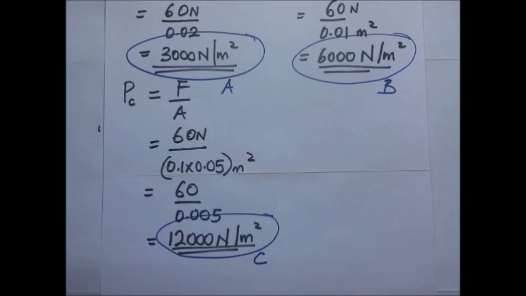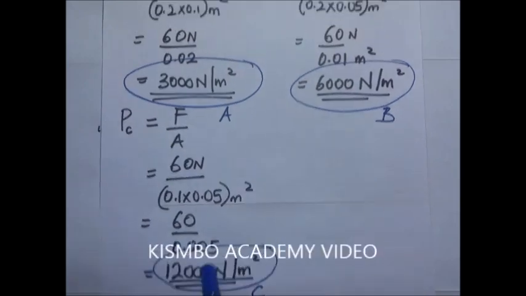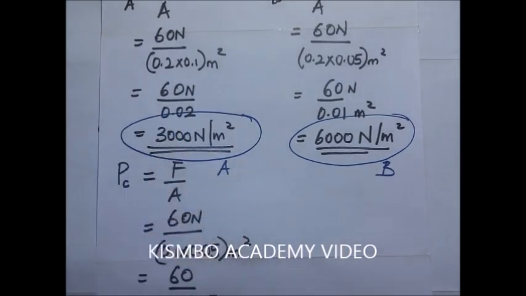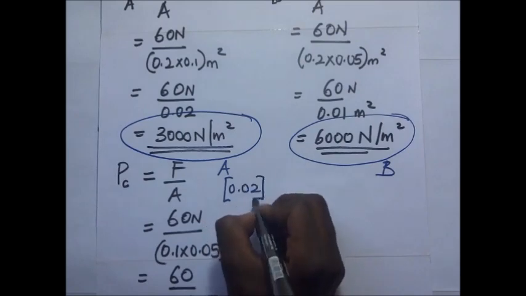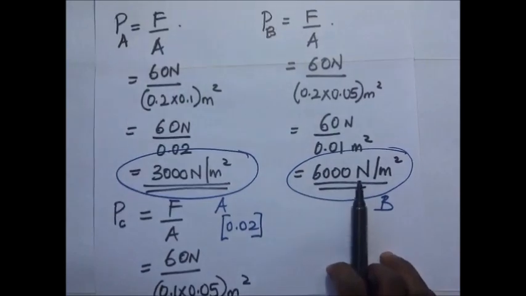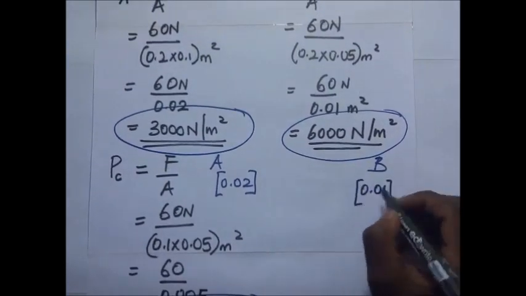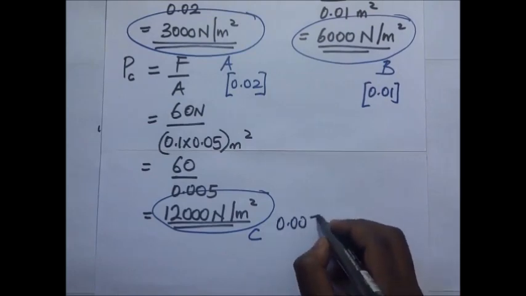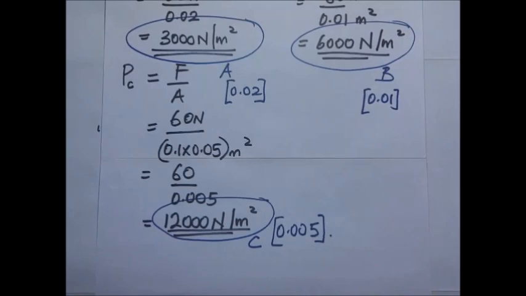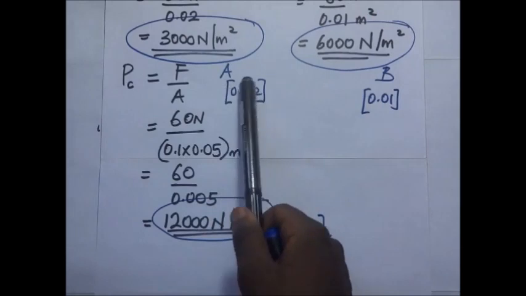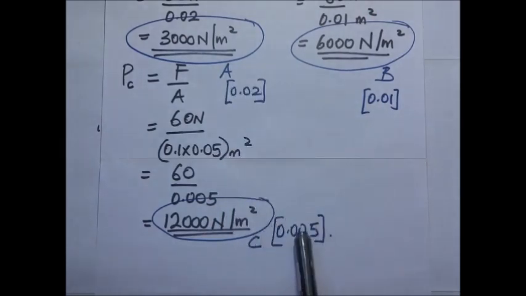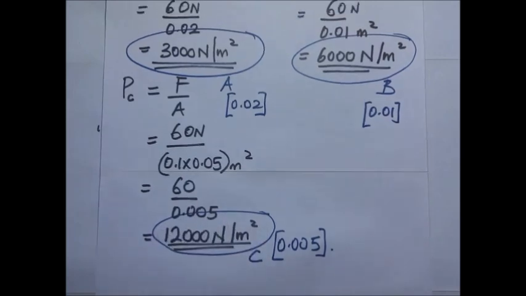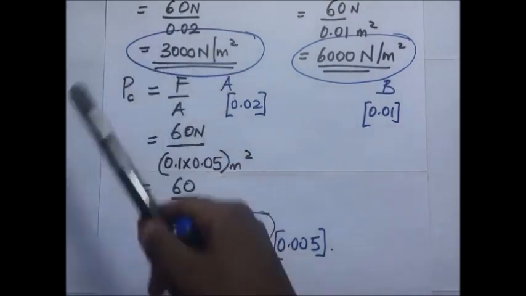Now let's try and compare these pressures that are being exerted on this table. We try and relate them with the area. If you look at the area of face A, remember we got it as 0.02. The surface area of B, we got it as 0.01. And the surface area of C is 0.005. If you look at the surface areas, you realize that the surface area of A is the biggest and the surface area of C is the smallest. But then when you look at the pressure, you find that the biggest pressure was experienced on surface C, and the smallest pressure was experienced when surface A was in contact with the table.